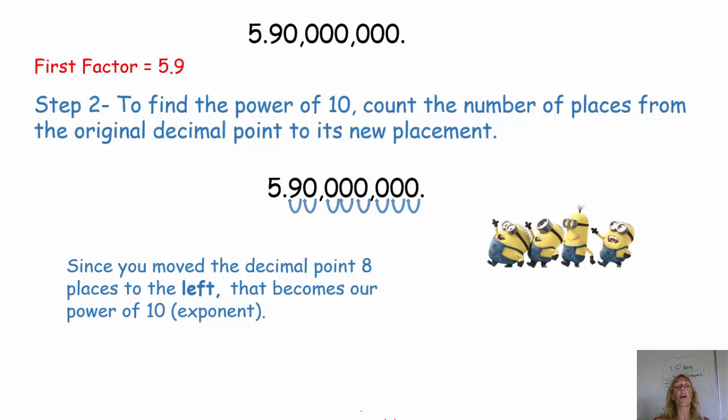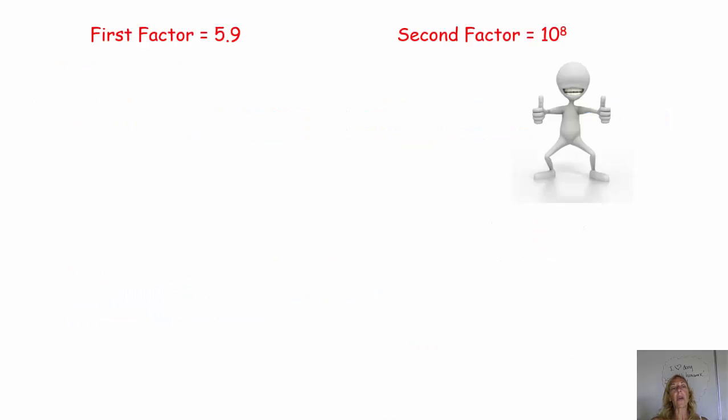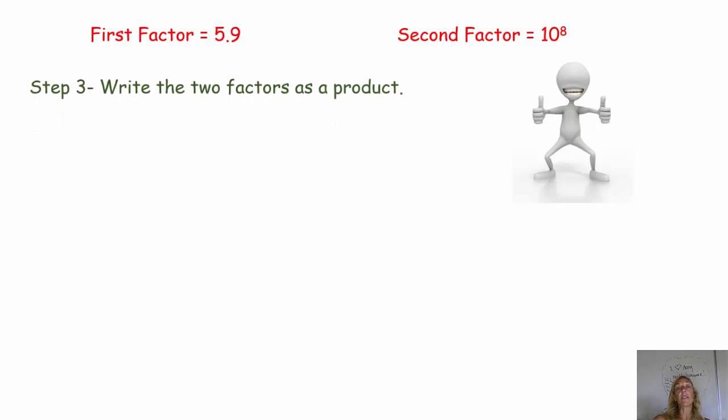So that becomes our power of 10 exponent. So our second factor will be 10 to the 8th power. Bam. So our first factor we know is 5.9, and we know our exponent is going to be 10 to the 8th power.